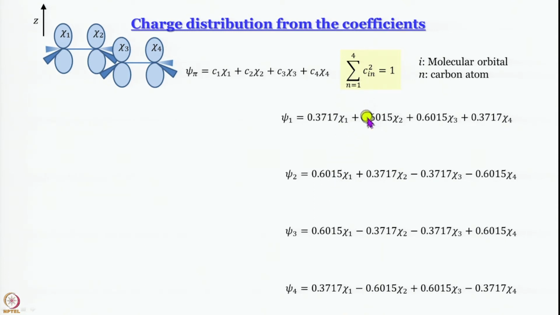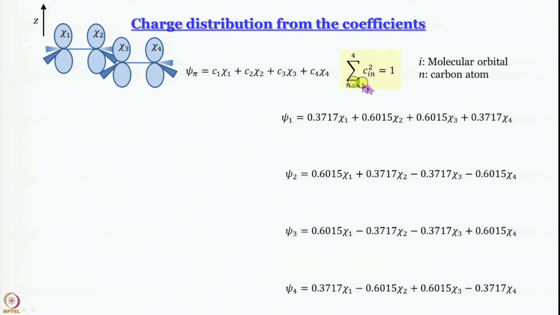C_in square is equal to 1, where i is a molecular orbital. So, i would be 1, 2, 3 and 4, and n is carbon atom number. This also is 1, 2, 3 and 4, but do not get confused between this set of 1, 2, 3, 4 and this set of 1, 2, 3, 4. I should have perhaps written Roman numeral or something, or Devanagari numeral to differentiate between the two, but I have not. So, please bear with me. All this treatment is available in McQuarrie's quantum chemistry book as usual.